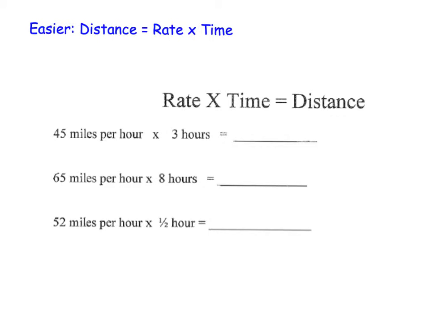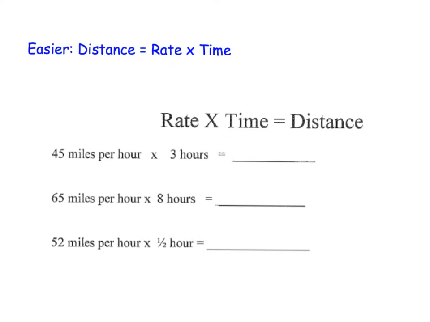So we'll start with some easier distance problems, and again I have the formula written up top. Here you will notice that it says you have 45 miles per hour times 3 hours. So the question might be, how far have you gone? In order to solve this distance equals rate times time problem, you would just multiply 45 times 3, which would give you 135. And then your units turn out to be miles. That's how far you've gone in 3 hours.